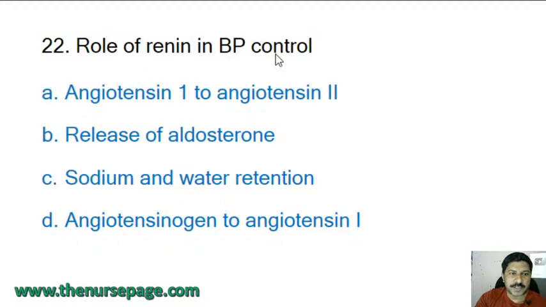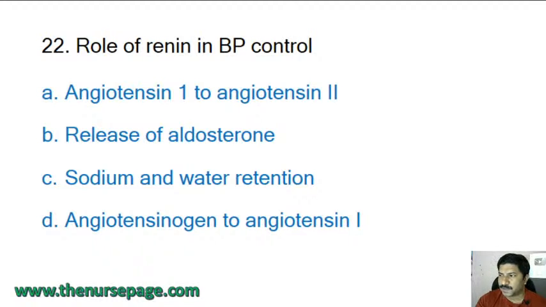Role of renin in BP control. Options: angiotensin 1 to angiotensin 2; release of aldosterone, sodium and water retention; angiotensinogen to angiotensin 1. You need to understand the renin, angiotensin, aldosterone mechanism well, the RAA system mechanism. Then only you can answer this question.